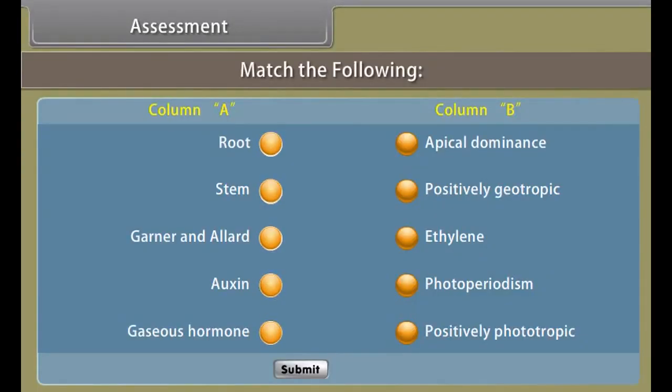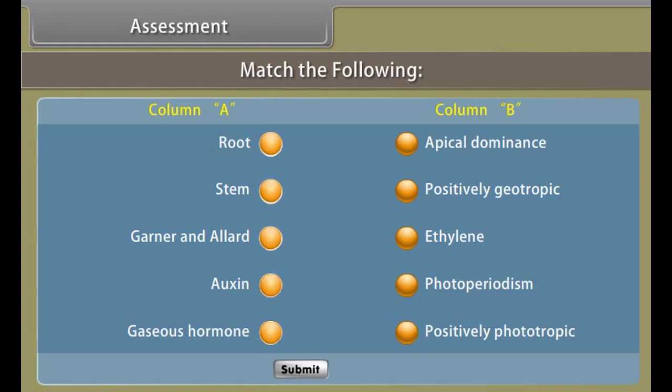Assessment. Before proceeding further, let us know how much you have learned. Match the following. Hormones in animals. The term hormone was introduced by Bayliss and Starling.